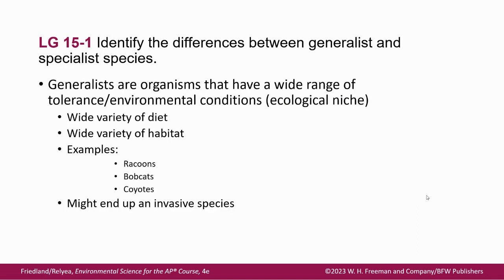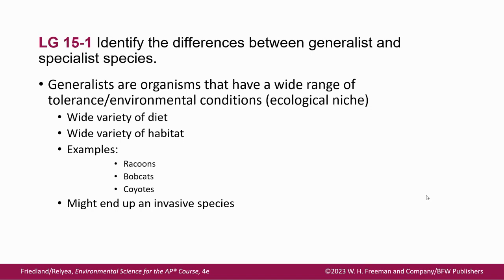Generalists are organisms that have a wide range of tolerances or environmental conditions, or ecological niche. They can eat a lot of different things. They can live in a lot of different habitats. Examples are raccoons, bobcats, and coyotes. Those are things that you see across the United States, from New York to California and everywhere in between. They generally are what make up our invasive species because they can adapt to pretty much anything.